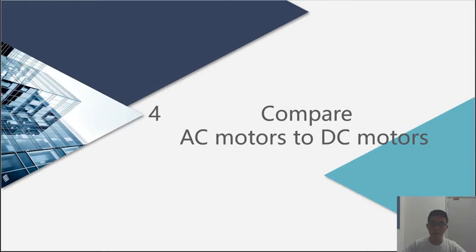Hello everyone, my name is KEQIN. In the introduction, we have a primary understanding of AC and DC motors. Next, I will summarize the advantages and disadvantages of AC and DC motors.